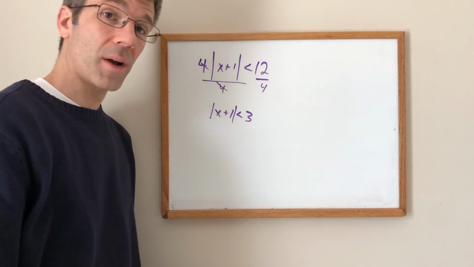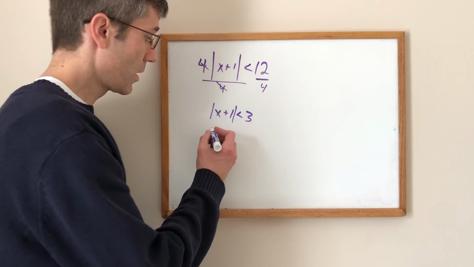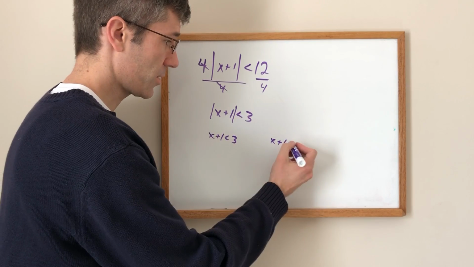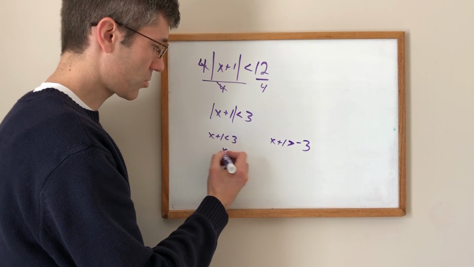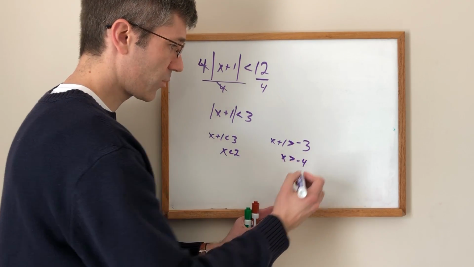And it's the same process. So we just had one little thing to do before we started. We just divided by 4. So drop the bars and solve. Drop the bars, flip the symbol, change the sign, and solve. So subtract 1 here, gives me 2. Subtract 1 here, gives me -4.